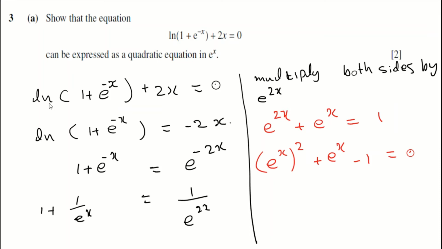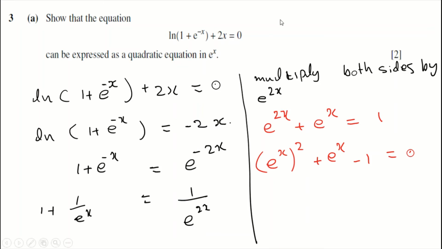You can write this as ln(1 + e^(-x)) + 2x = 0. Then this 2x is taken to the other side as minus 2x. So ln(1 + e^(-x)) is equal to -2x. Now we can get rid of ln by taking the antilog. So you can write 1 + e^(-x) is equal to e^(-2x). We have taken the antilog. So 1 + e^(-x) could be written as 1 + 1/e^x equals 1/e^(2x).